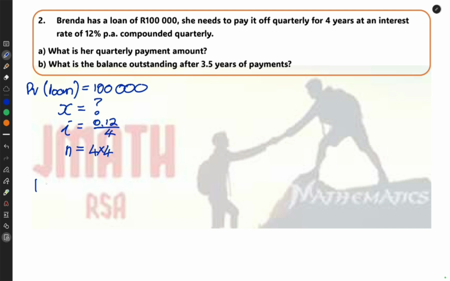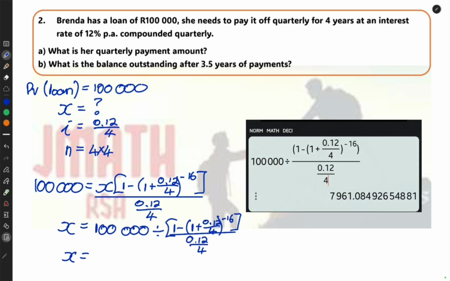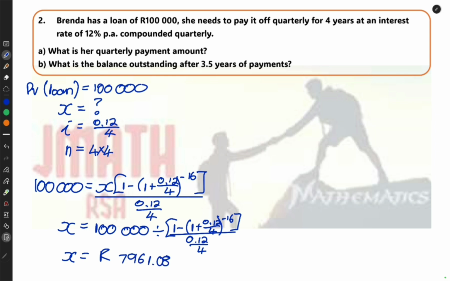So I just need to work out what is X. So I can just fill in all of that in the present value formula. And if I type all of that in, then my calculator tells me the answer is 7961.08. Because that is an actual question, it's the answer to question A, I can round off in this case. If it wasn't, then I was not allowed to round off. Perfect, that's question A.